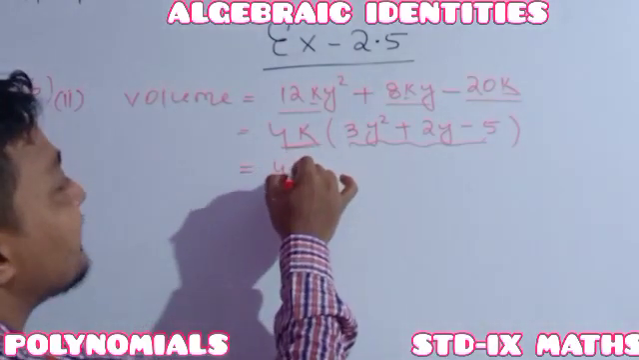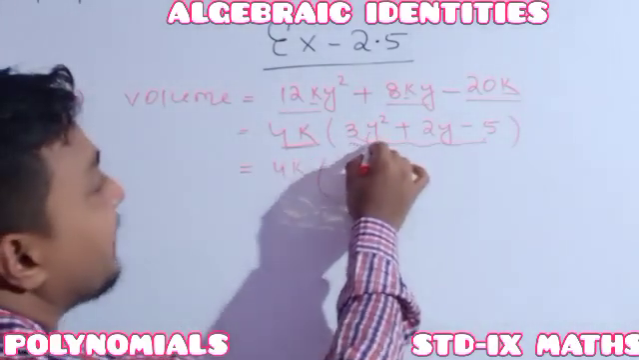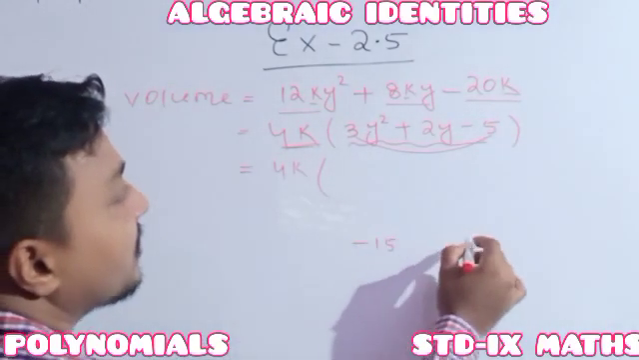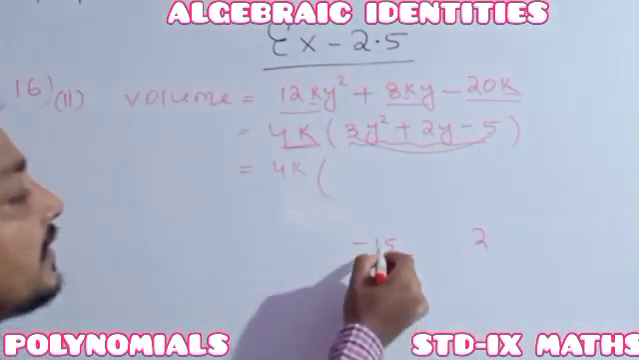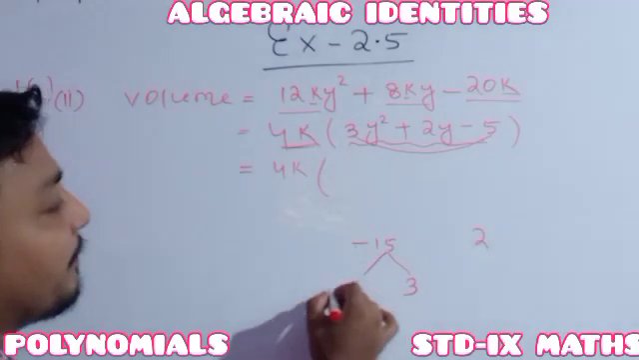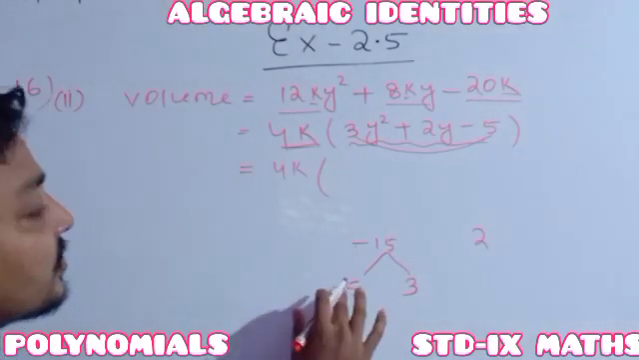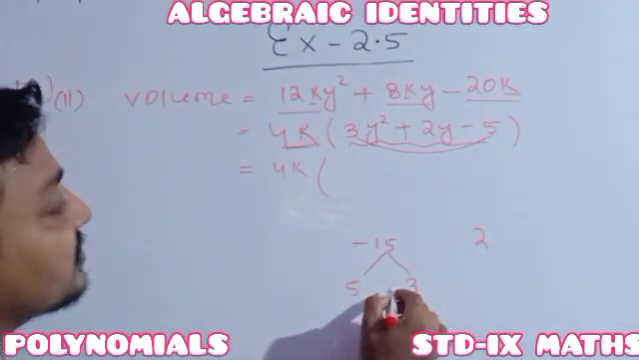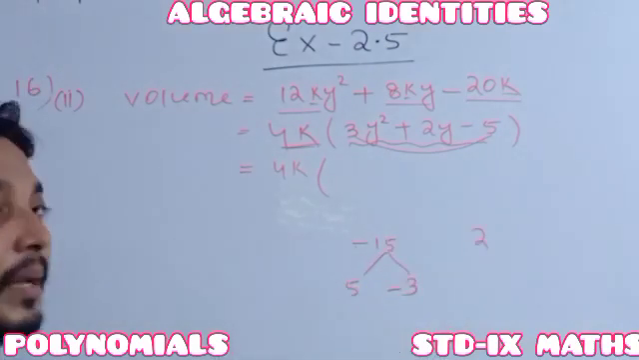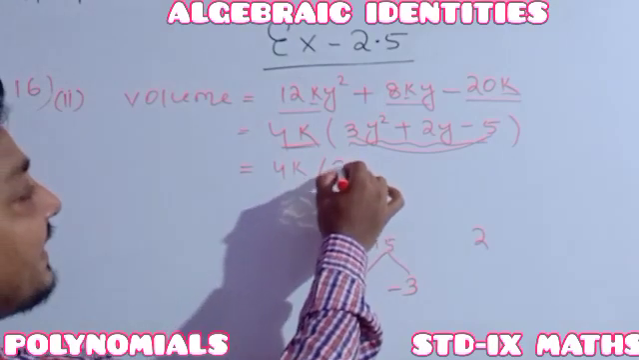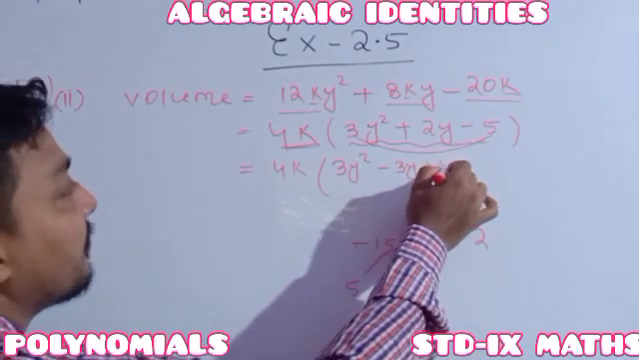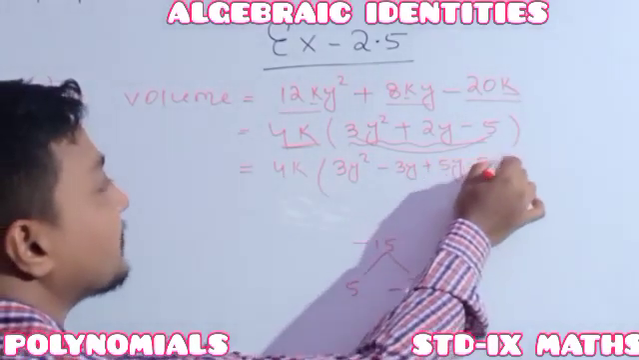See, 4k is outside. Here the product should be 3 times minus 5, which is minus 15, and the sum should be 2. Here it can be easily done: 5 and minus 3, because the sum is positive, so the greater one should be positive. So I am writing it as 3y square minus 3y plus 5y minus 5.